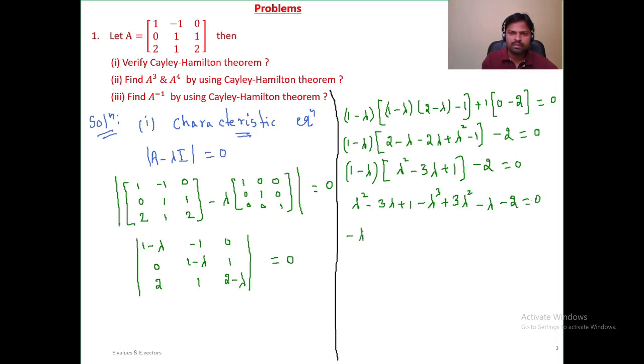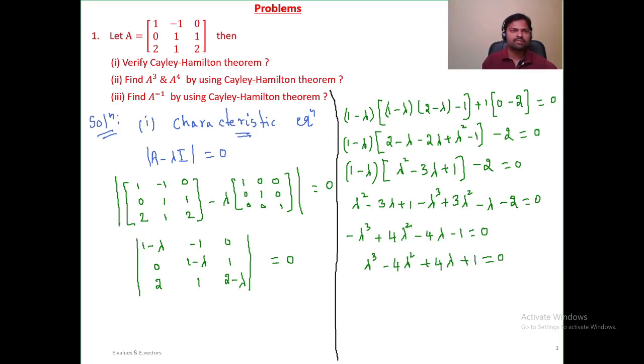So first lambda raised 3 minus lambda raised 3, and 3 lambda square plus lambda square, plus 4 times lambda raised 2, okay, and what else, minus 3 lambda minus lambda, isn't it, minus 4 lambda, okay, next constant terms, right, 2 minus 1 minus 1, multiply with minus, so we get lambda raised 3 minus 4 times lambda raised 2 plus 4 times lambda and plus 1 equal to 0. So this is the characteristic equation.